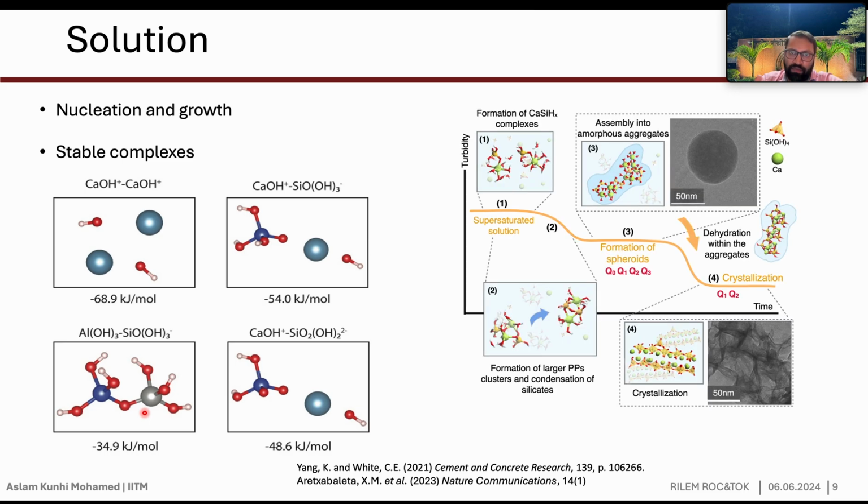There is a recent work in which they have used such formation of complexes to explore whether that will eventually form a CSH-like structure. This idea is quite nice in the sense that with experiments it will be difficult to explore how, when it comes into solution, it ultimately precipitates into a crystalline or nanocrystalline structure. With these computational tools we can actually try to simulate such phenomena with quite good physics behind it.